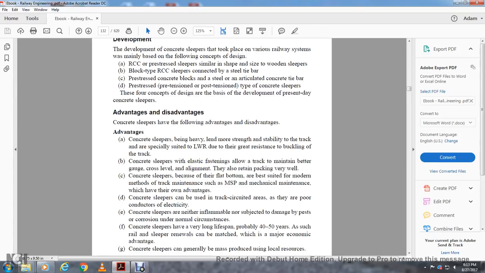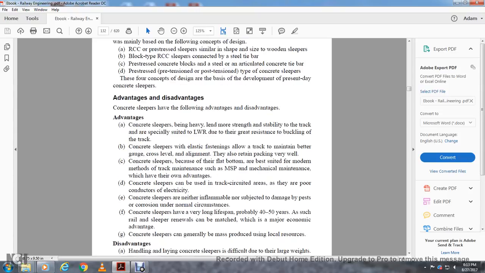Concrete sleepers with a flat bottom are best suited to modern methods of track maintenance such as the MSP mechanical maintenance, which have their own advantages. The concrete sleeper can be used in track-circuited areas as it is a poor conductor of electricity. Concrete sleepers are neither inflammable nor subject to damage by pests or corrosion. The concrete sleepers have very long lifespans, probably 40 to 50 years. As such, renewals of the rail sleepers can be matched with major economic advantage. Concrete sleepers can in general be mass produced with local resources.